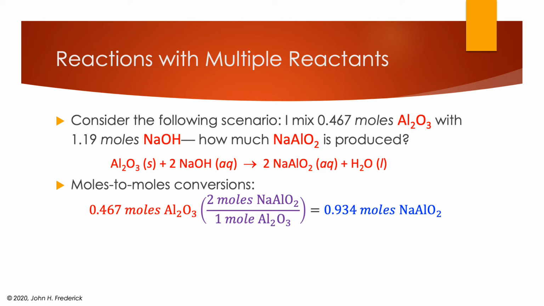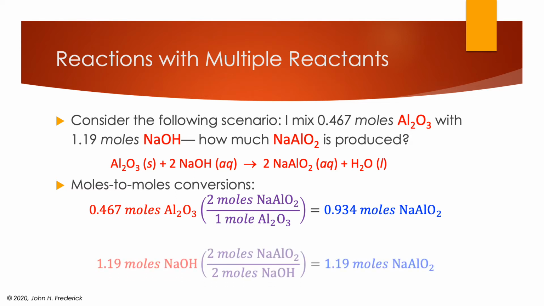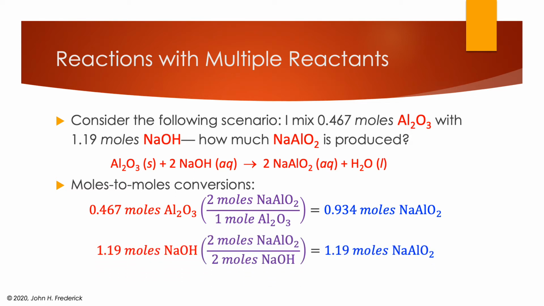What about if I had 1.19 moles of sodium hydroxide? Well, that would imply that I would start with 1.19 moles of sodium hydroxide. The mole ratio in this case is 2 to 2. Each of those species has a 2 in front of it in the balanced chemical equation. So now I should be producing 1.19 moles of sodium aluminum dioxide. So which result is correct?